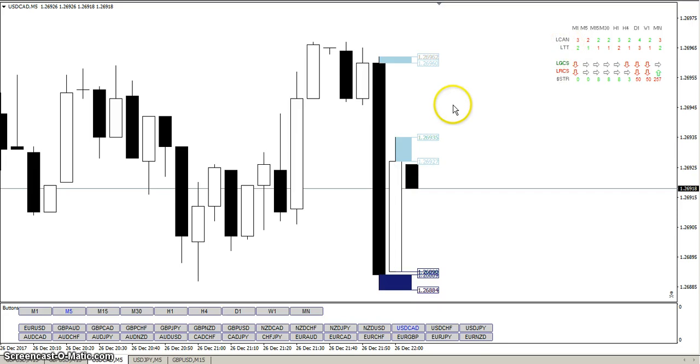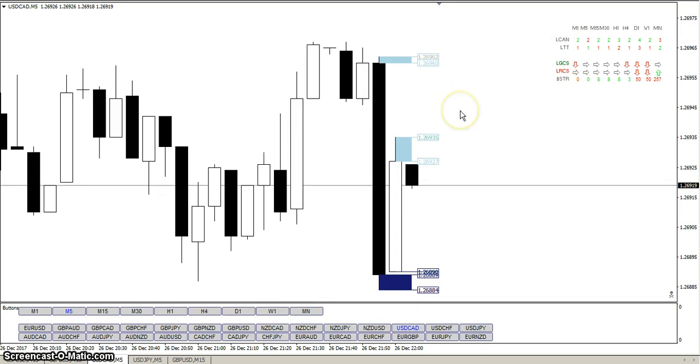Okay, and the LTT, that's the last turn trade. So we're looking at M5. The last turn trade was 1 bar ago, and you can see it was a green or bull turn from bear to bull, from red to white.